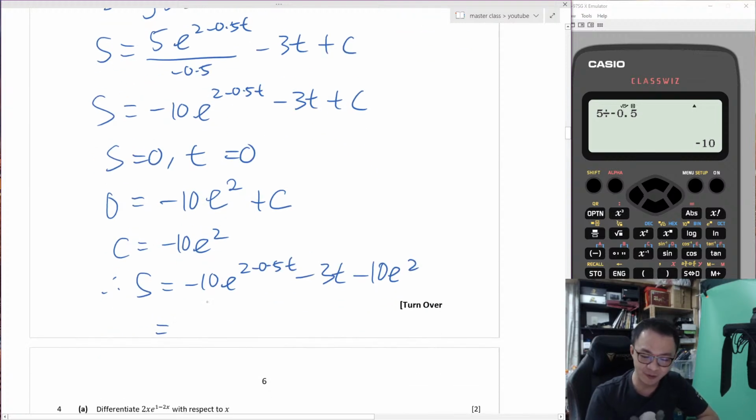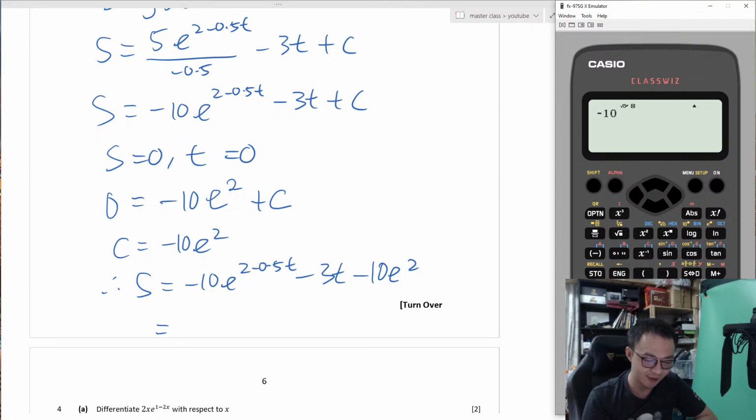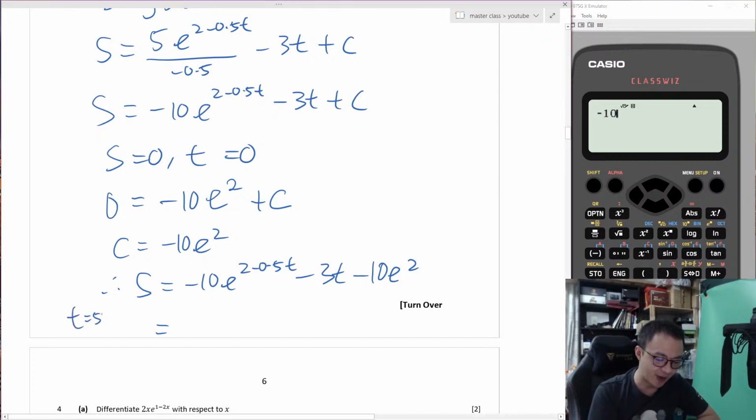So therefore I will just type everything here. I will let time equal 5.02. Normally I will just write s at 5.02, that is negative 10e, or I can straight type.